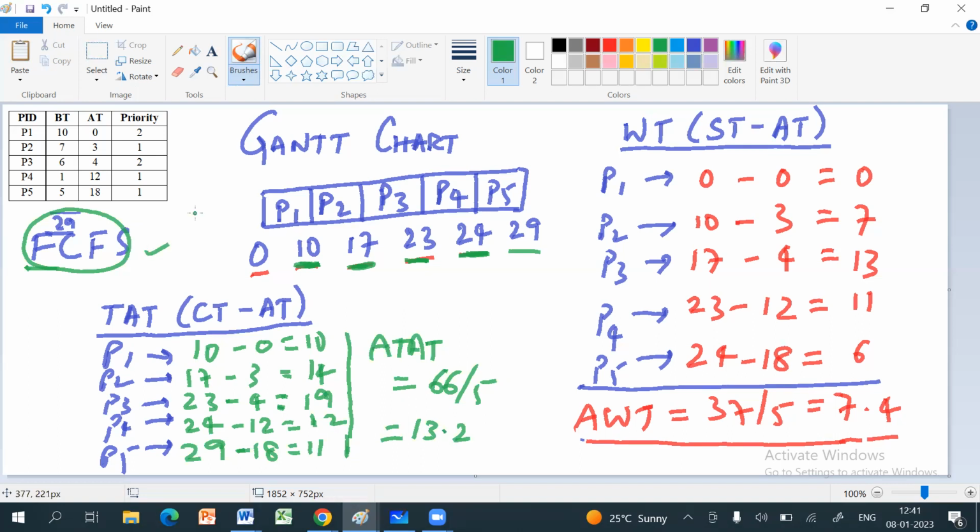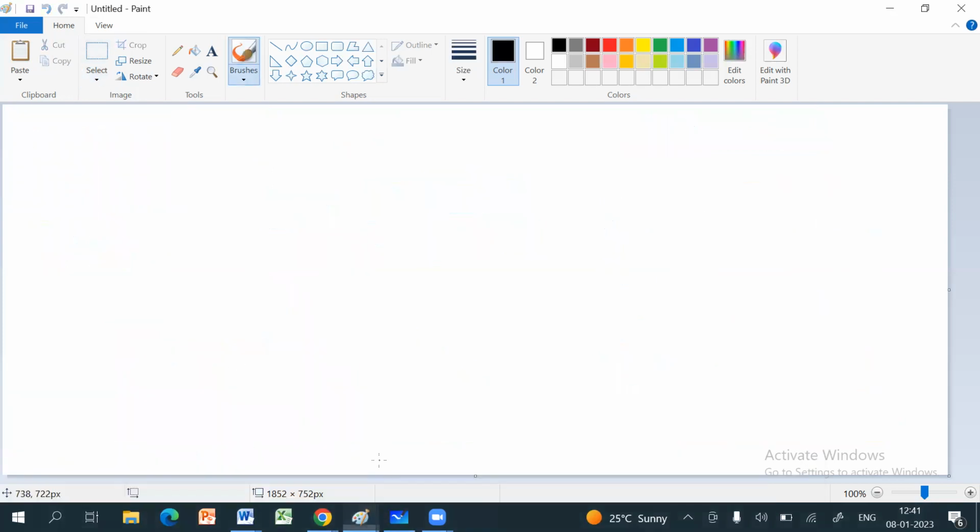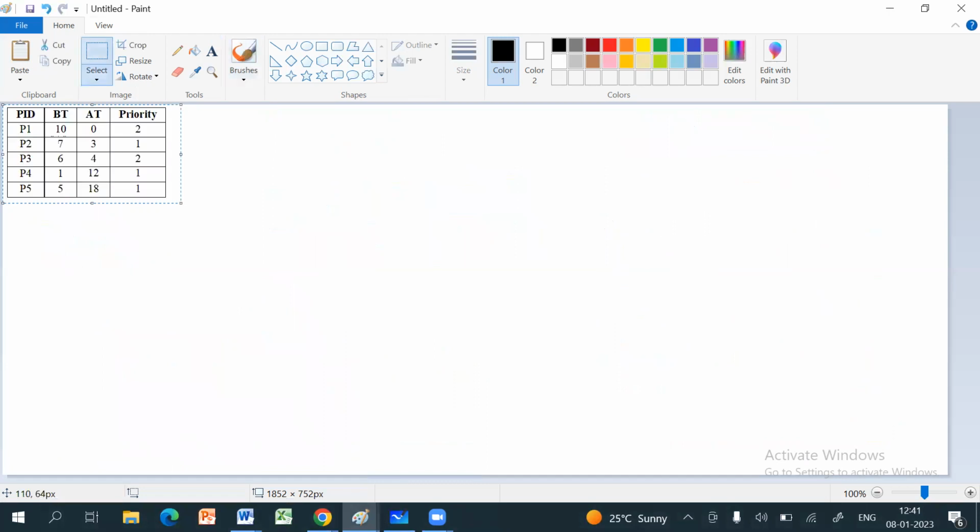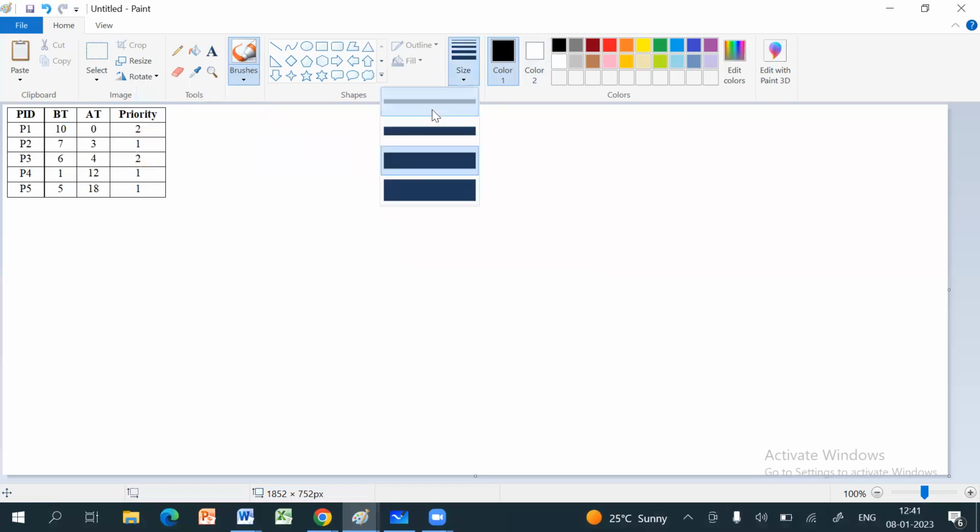Right. Now let's get to another technique called SJF. Let me quickly copy this table again for your reference. Right, let's move to a new window. So let us quickly start with SJF now. Okay, all right, so let's do SJF.